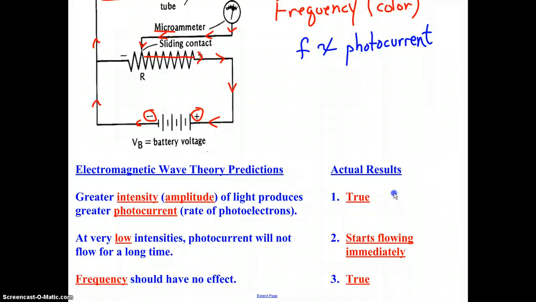Okay. All right, that'll end the discussion here on the rate of emission of photoelectrons. Come back for the photoelectric effect part 2 for more information.